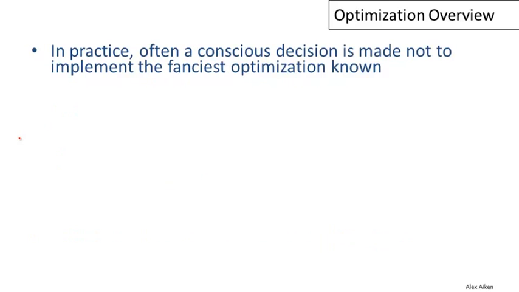So expanding on that last point a little bit more, it turns out that in practice, while we know how to do many optimizations, often a conscious decision is made not to implement the fanciest optimization that is known in the research literature. And that's kind of an unfortunate thing from my point of view, being somebody who really likes compilers and spent a lot of time thinking about optimization. And maybe it's a little bit hard to accept for the professional compiler researchers that people don't always want to implement the latest and greatest optimizations. But it's worth understanding why that might be the case.